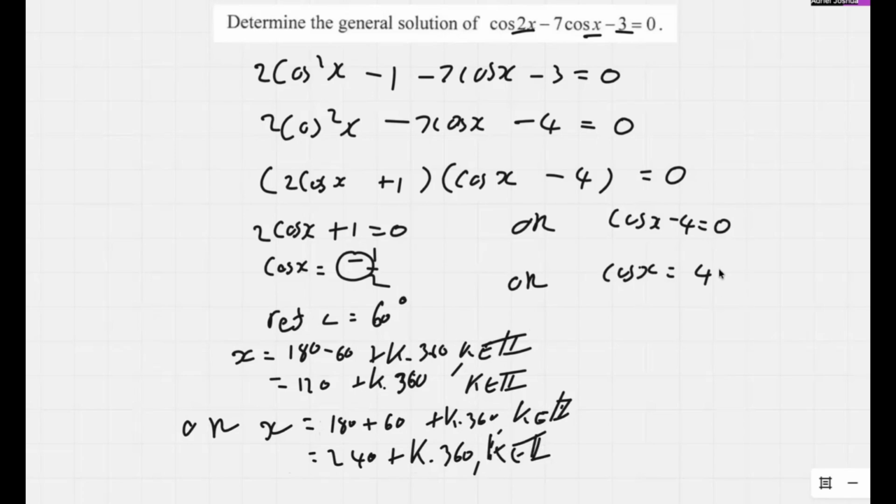And here, you can try, but you're not going to get any solution, right? This is a no solution. Your calculator will show you that there's no solution. Also, if we know our trig functions, this is cos x, and cos x has a maximum value of 1 and a minimum value of -1. It doesn't go beyond that, so there's no solution there.